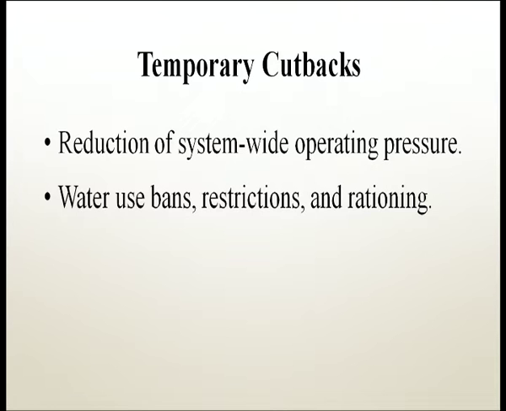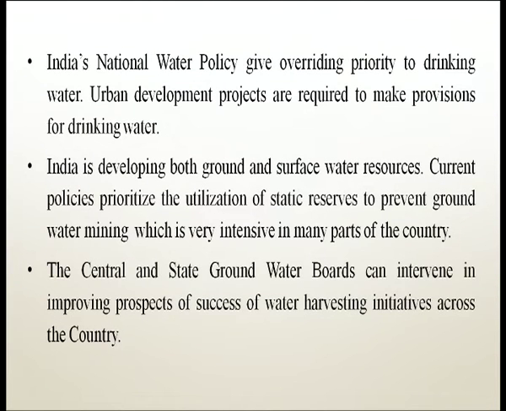Now we come to the temporary cutbacks, that is reduction of system wide operating pressure, water use bans, restrictions and rationing. India's water policy gave overriding priority to drinking water. Urban development projects are required to make provisions for drinking water. India is developing both ground and surface water resources.